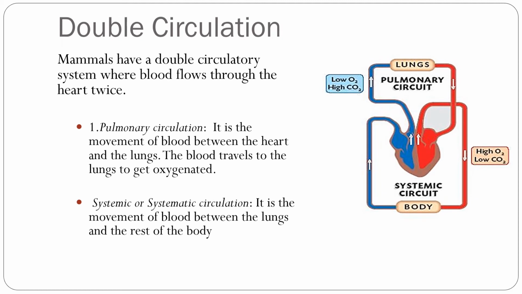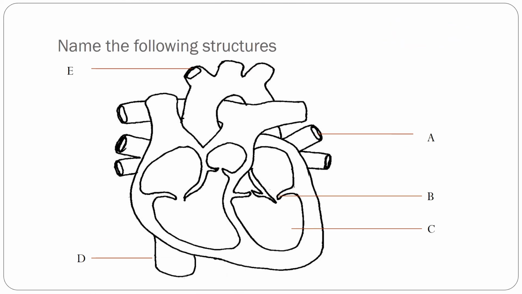Now to reveal the answers to the question that was asked before. Do you have your answers already? Structure A will be the pulmonary vein that takes blood from the lung to the heart. Structure B is called the bicuspid or mitral valve. Structure C is called the left ventricle. Structure D is indicating the inferior vena cava. And structure E is indicating the aorta.